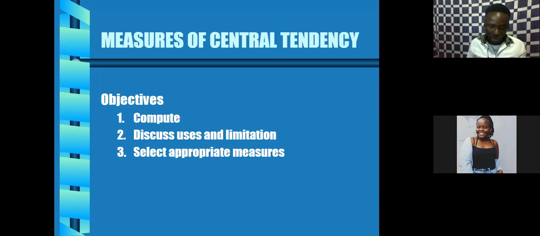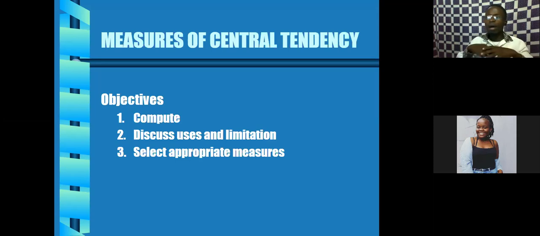They are also referred to as what? Central location of a distribution. Now, let's think of it in this way. It's as if it's a cluster, like data is clustering around some midpoint. You have some values of data, and all those values are trying to cluster around some mid value, some midpoint, okay? So that's why we call these measures of central tendency.